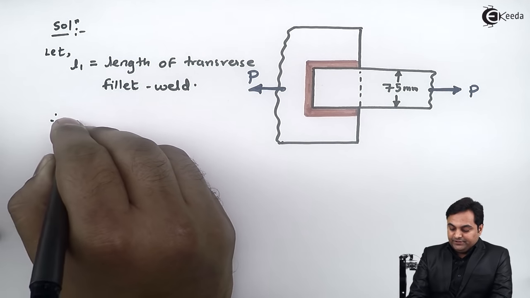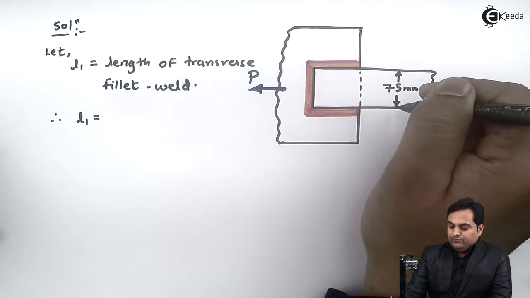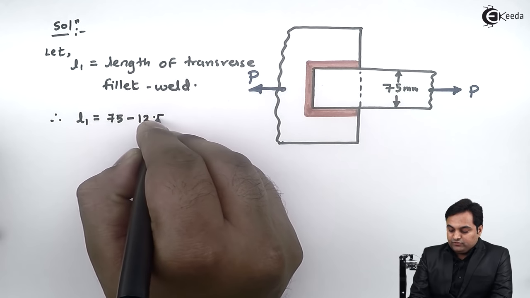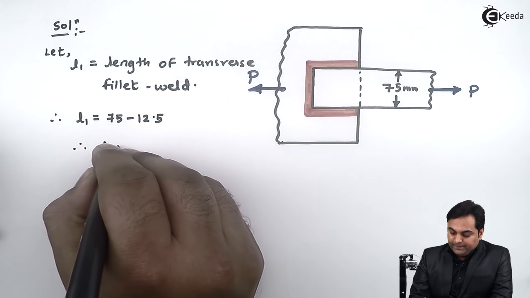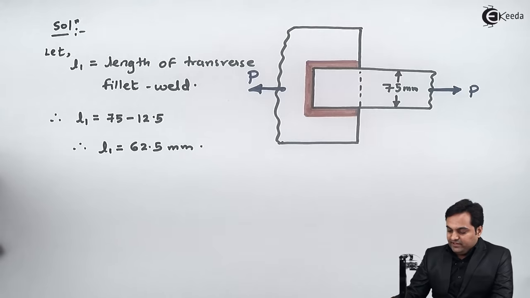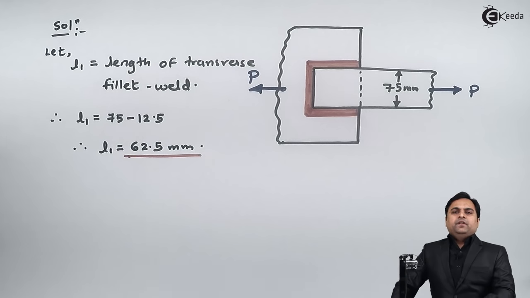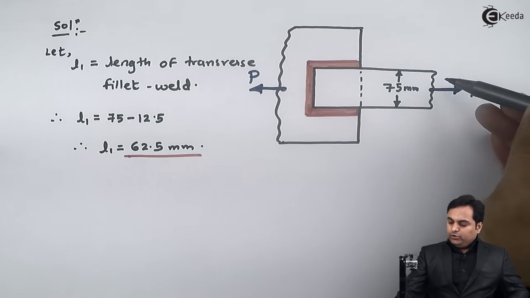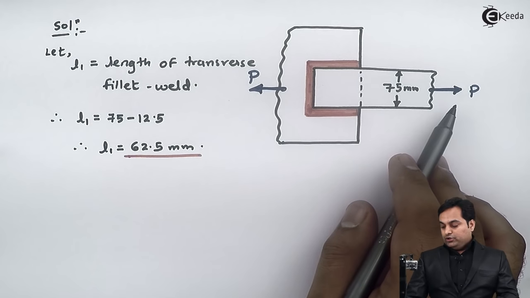Now L1 can be calculated since we know the width of the plate is 75, and from this we will get the length of this weld, that is 75 minus 12.5. This 12.5 we are subtracting so that we get the length of weld, and this value comes out to be 62.5 mm. So the first thing I get here is the length of transverse fillet weld. Now after getting this length, the next thing I can calculate is the load which is pulling both the plates, because in this problem we don't have the value of this load, so we need to find it out.